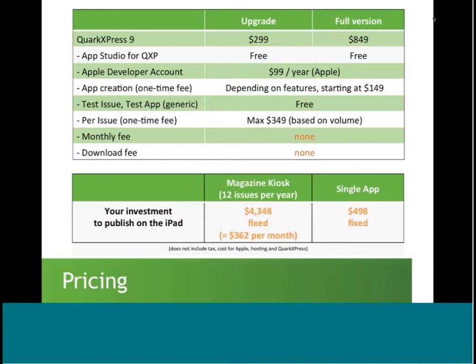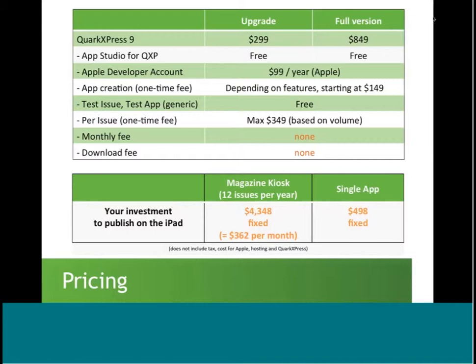So let's just take, for example, your investment. If you want to publish to the iPad, we took two typical investment scenarios. One is, say, for example, you just want to create a single app. Let's say, for example, that's a cookbook. You want to be able to create the app template and then one issue. Basically, you're spending less than $500, not including the price of the software, to be able to do that. It's a really cost-effective way to be able to get your app to the market.